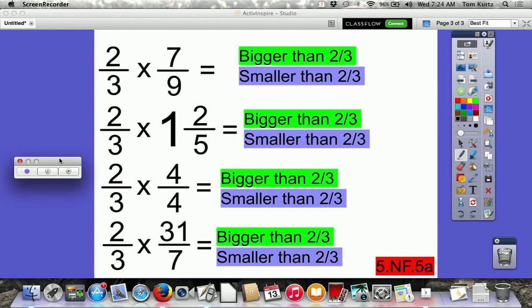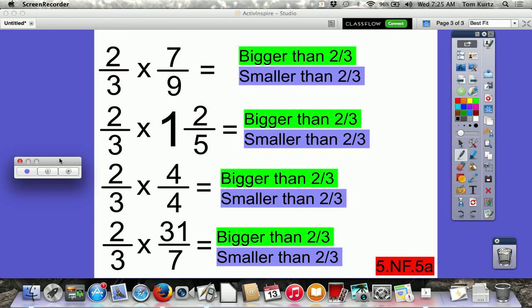Videos on NF.5a, and it's whether or not you get a bigger or a smaller product when you multiply fractions. Well, what you have to understand is if you multiply by 1, any number times 1 is going to be exactly the same. 5 times 1 is 5. 2/3 times 1 is 2/3. If you multiply by anything smaller than 1, which is a normal fraction, it could be something like 1/2 or 99/100ths. If it's a normal fraction, it's less than 1, which means your answer is going to be smaller.